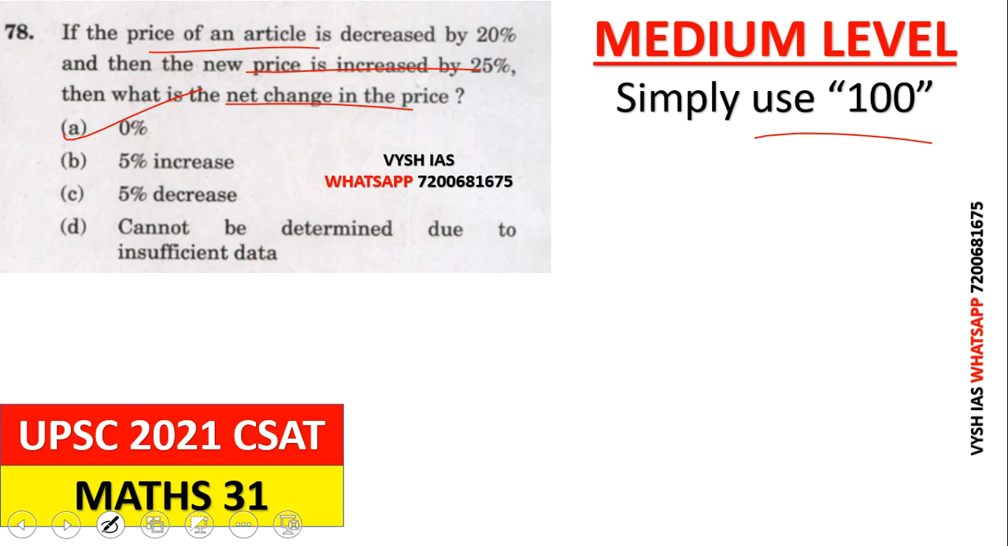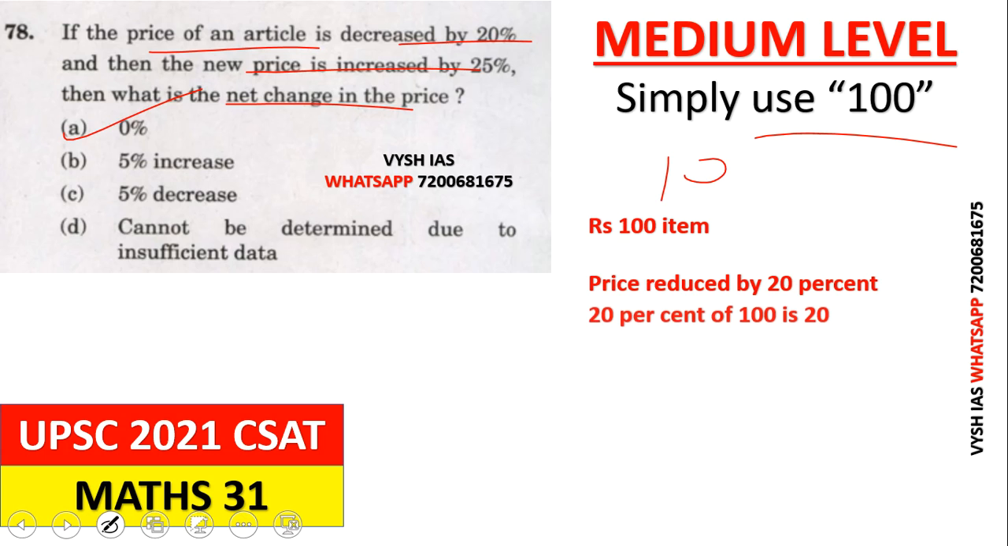Whenever they tell, consider 100. Suppose the price of the product is 100. They're telling 20% discount. Okay, price is decreased by 20%. So what will happen? 100's 20% is what? Price reduced by 20% means 80. 100's 20%, 20% per 100, it is equal to 80.